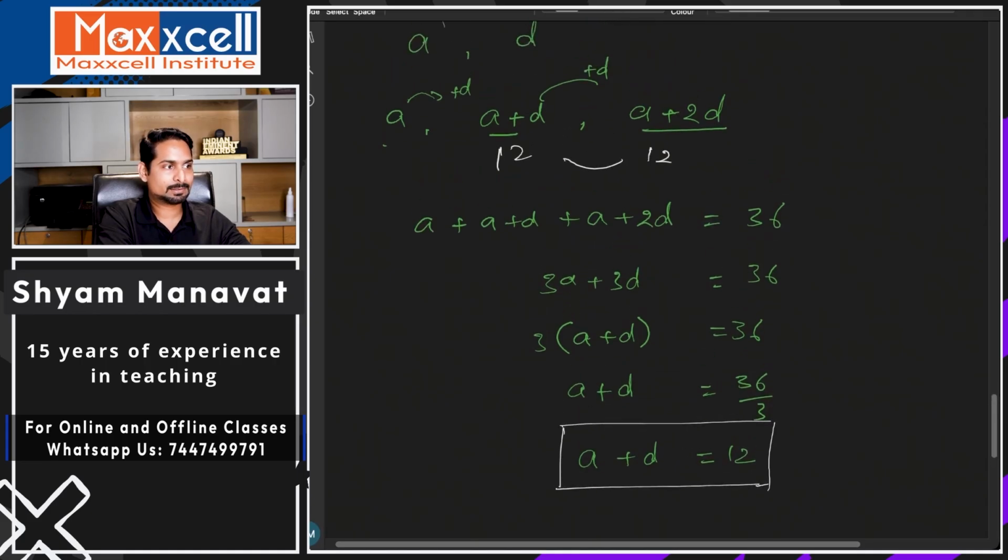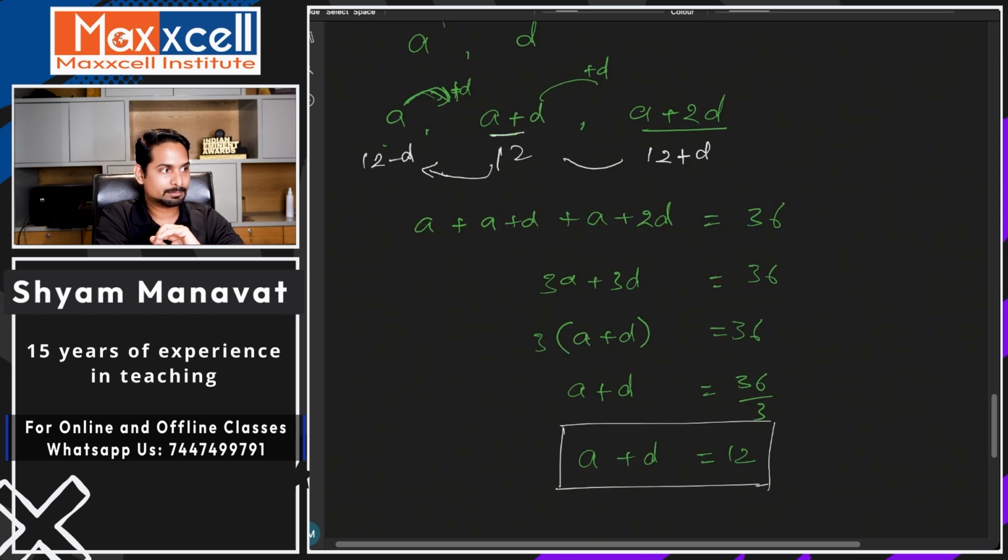Now, if this is 12, the next term should be plus D, right? So the next term I can say 12 plus D, and the previous term. Now see, from A to the next term I am using plus D. So if I go reverse, I should do what? A minus D, isn't it? Sorry, not A minus D. 12 minus D. My bad.